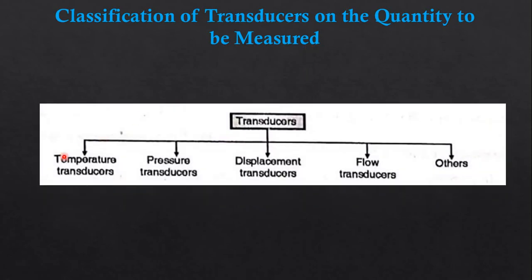Now moving forward, the classification of transducers based on the quantity to be measured. Based on which kind of quantity we are measuring, we can classify our different transducers. So we have the temperature transducer, then the pressure transducer, displacement transducer, flow transducer and other transducers. So these are the different quantities that we can measure using different transducers. We will discuss all these different transducers in detail in further chapters.